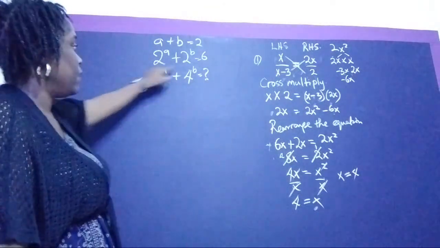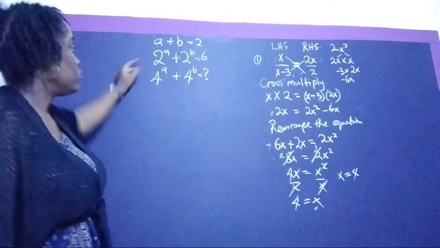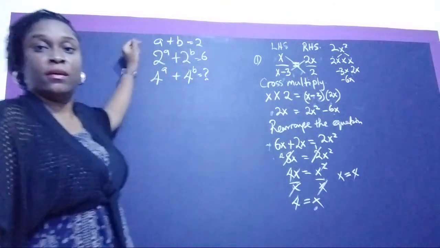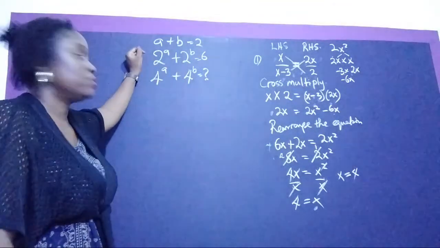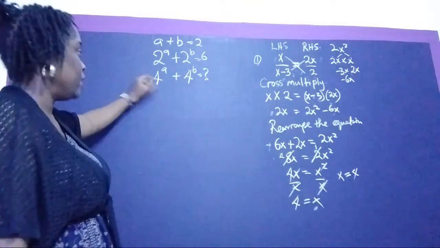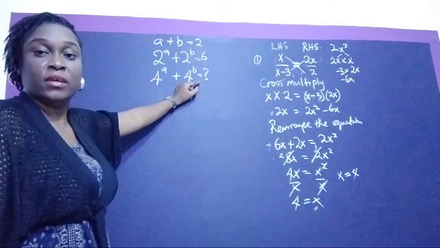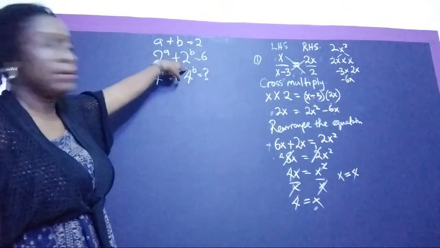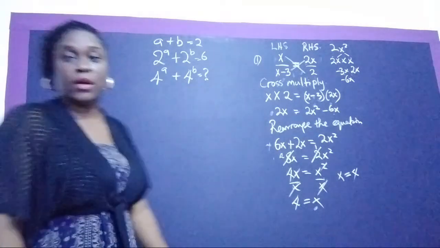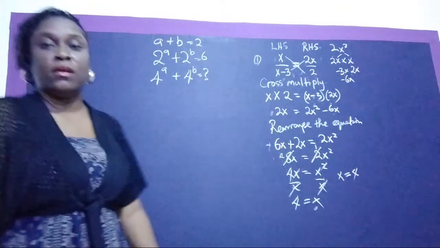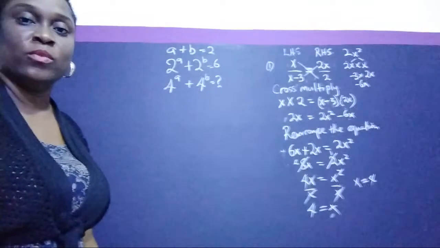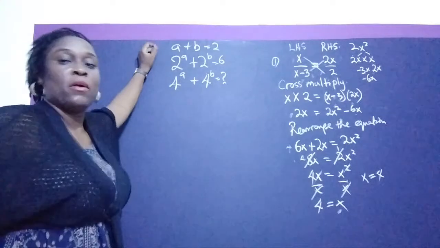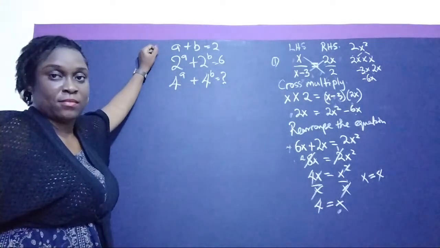And 2^a plus 2^b is equal to 6, right? Then we have 4^a plus 4^b. What will be the value? What will be our value?